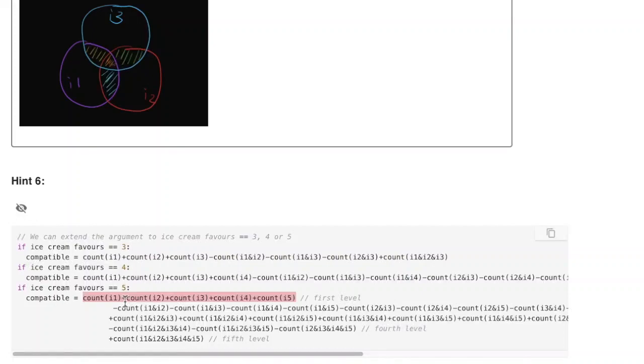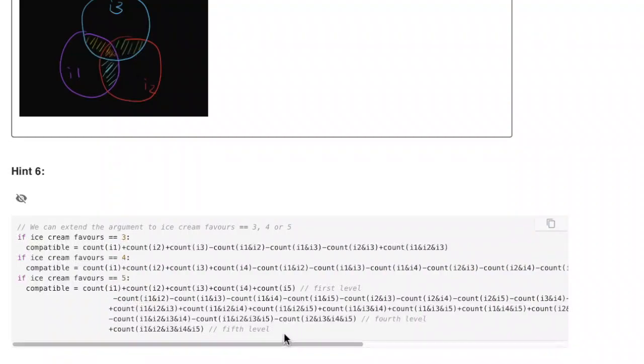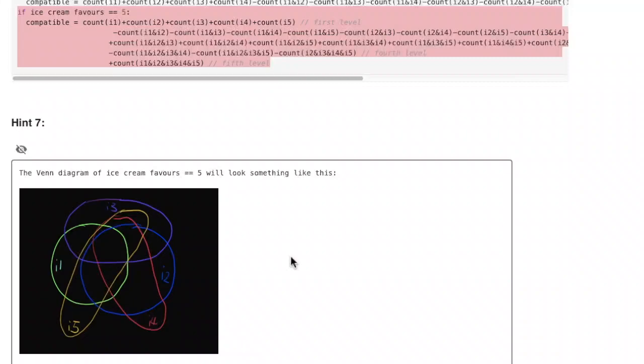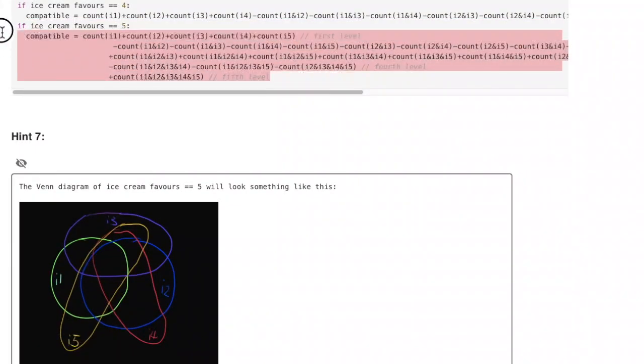So each level, first is plus, and then second is minus, and then again plus, and then minus, and plus, which is exactly how it operates in the inclusion and exclusion principle. So once we have this formula, then it's actually pretty easy to come up with a solution, and we can actually write our code to implement that.